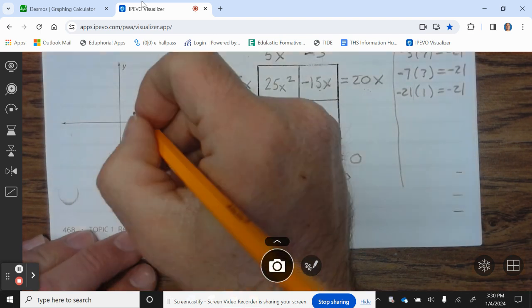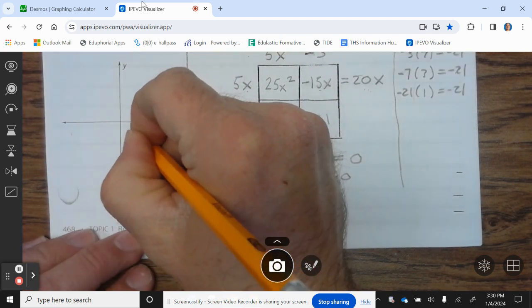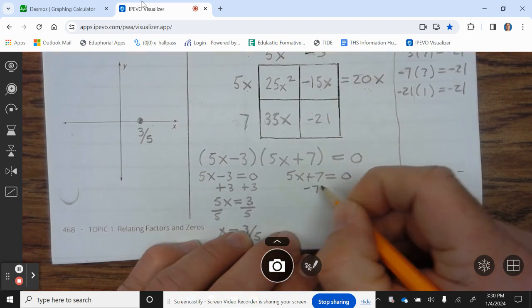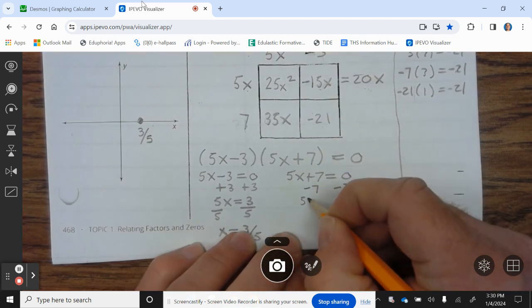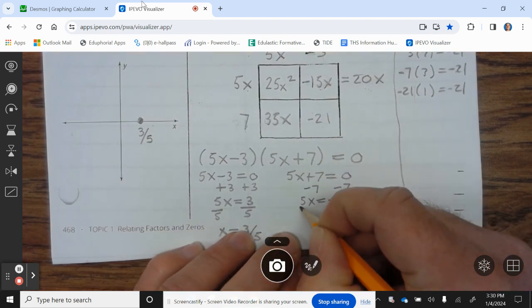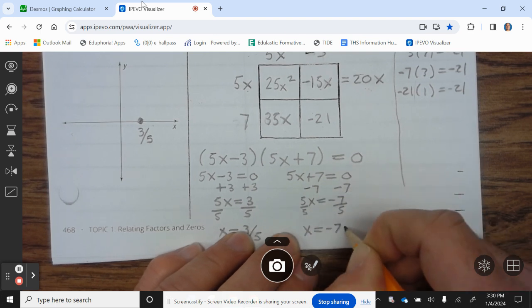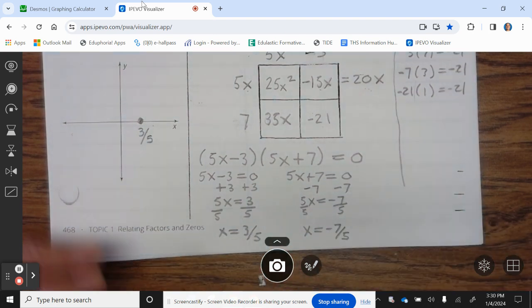Positive side, negative side. So 3 fifths is right here. And then here we subtract 7 from both sides. You get 5x equals negative 7. Divide both sides by 5. X equals negative 7 fifths. We don't care, it's a fraction, it's negative, so it's on this side.